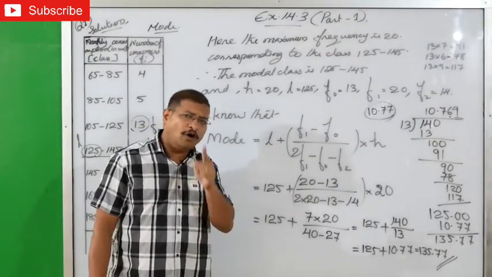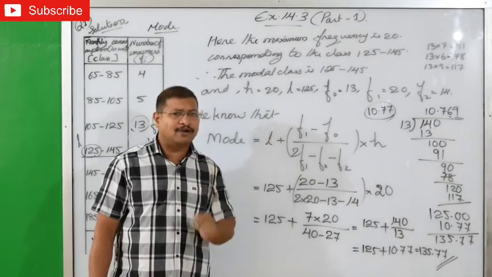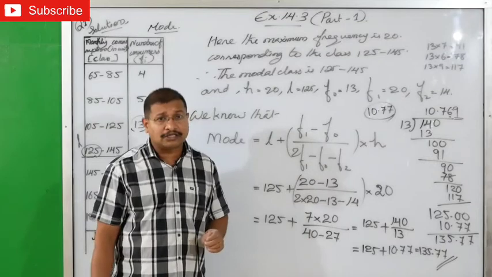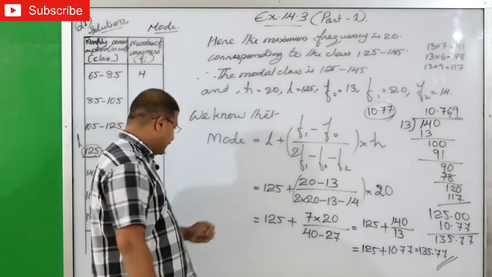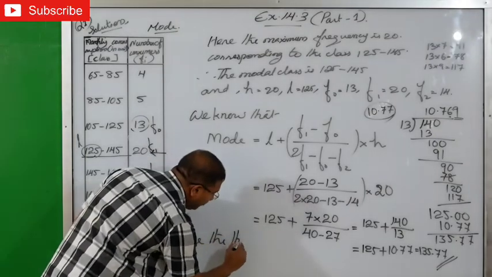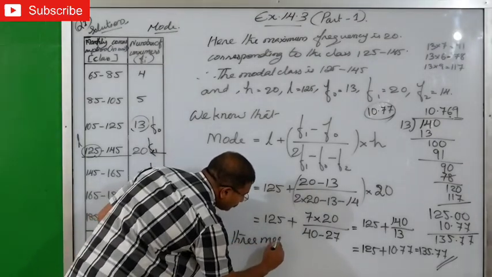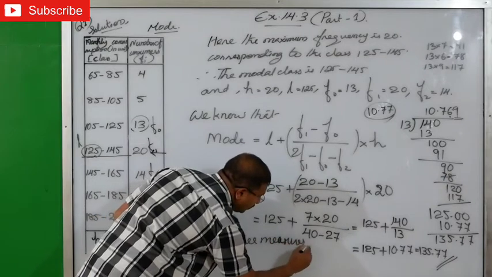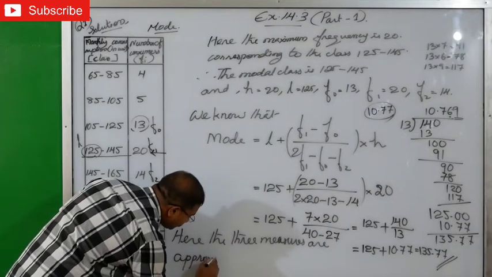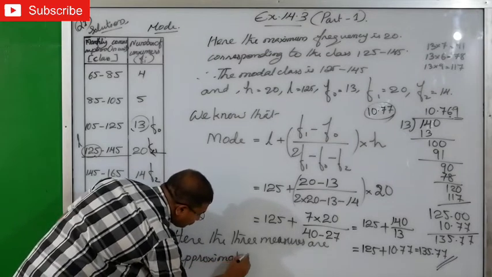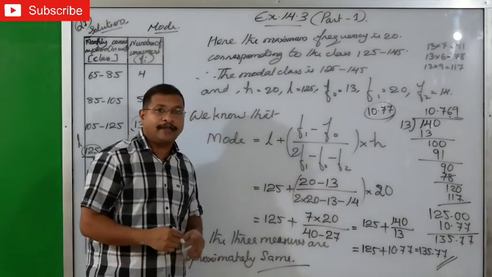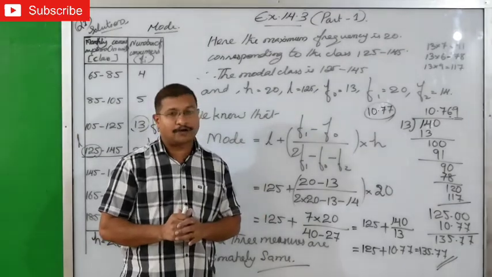What is that? All the observations are equal, somewhat equal, approximately equal. That means what will you write? Here the 3 measures are approximately equal. Ready? That means what will you write? Here the 3 measures are approximately same. Okay, that means this answer is over.